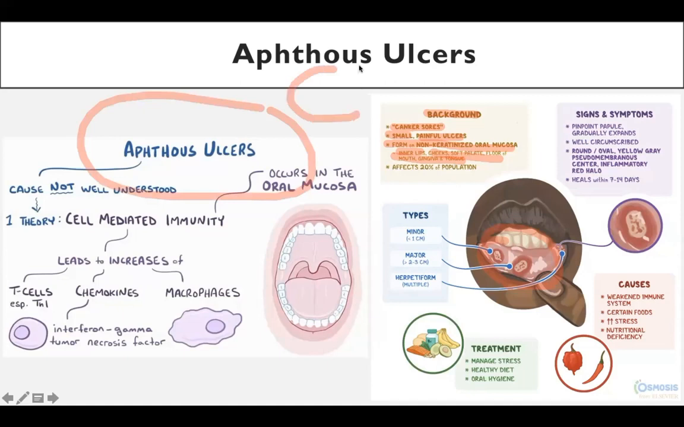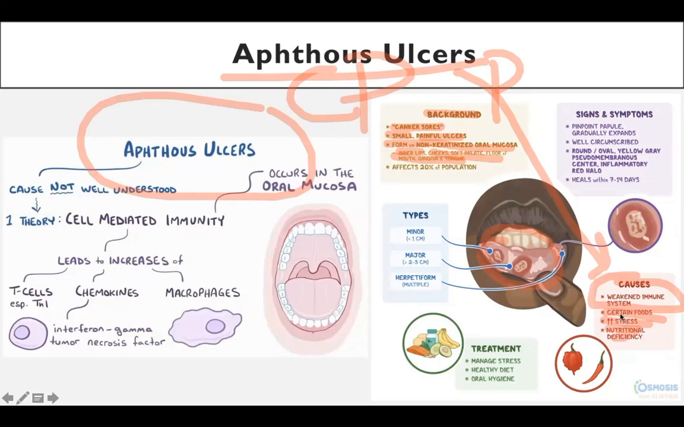When there is an absence of a clinical picture, there is absence of a prodrome or prodromal symptoms, then you can say it can be an aphthous ulcer. And how to confirm? You go for the causes: weakened immune system, certain foods, stress, nutritional deficiency. For example, the patient says, I'm a vegetarian. Nutritional deficiency. The vegetarians have a lot of vitamin deficiencies, especially vitamin B12.